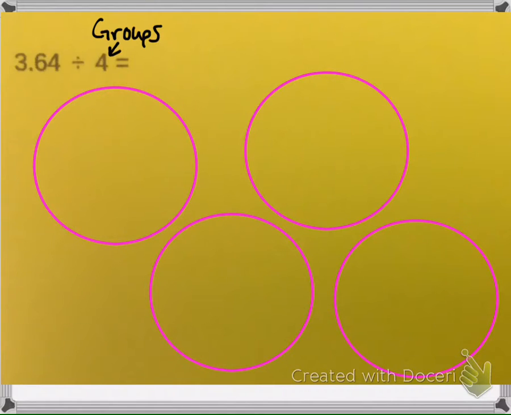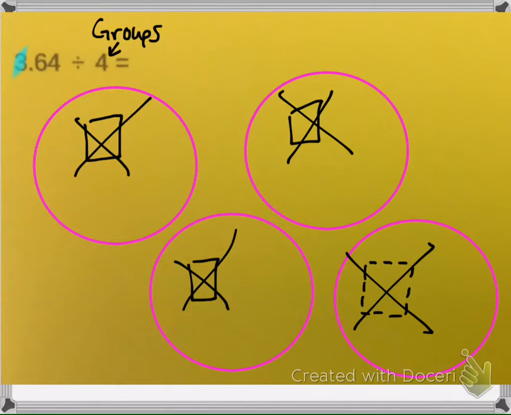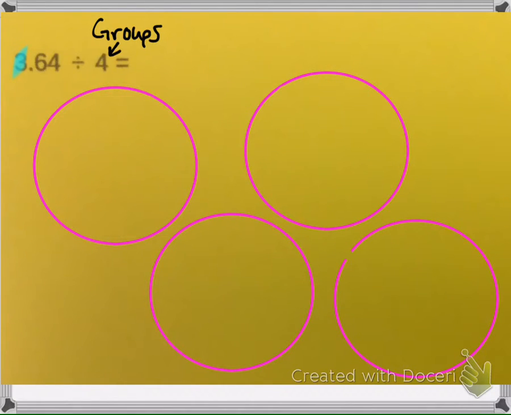Okay. Next, I'm going to look at my first number, and my first number in the wholes, in the ones place is a 3. So that means I have 3 wholes, but I cannot give a whole to each group because the other group is missing something. I would have to fill in another whole there, but I don't have another whole. So I can't do that. That's not the correct way to start this off. So instead of doing that, I'm going to have to, you probably guessed it, regroup.